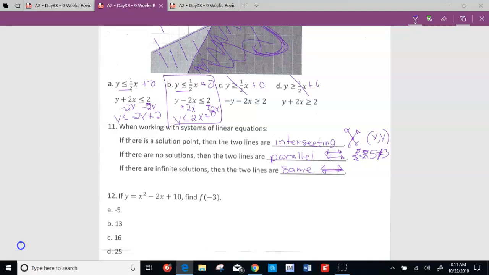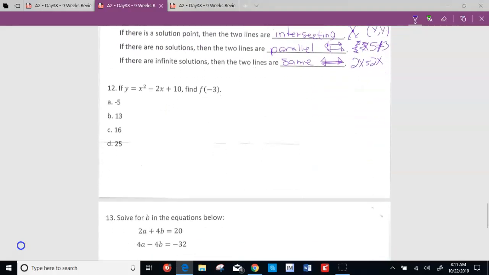And if they're the same, you'll get the same thing like 2x equals 2x, or something like that. You get the same exact thing on both sides. That's how the math will work out. So keep that in mind when you check your solutions.